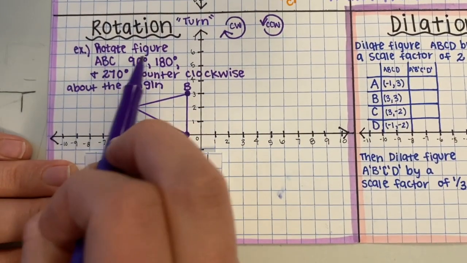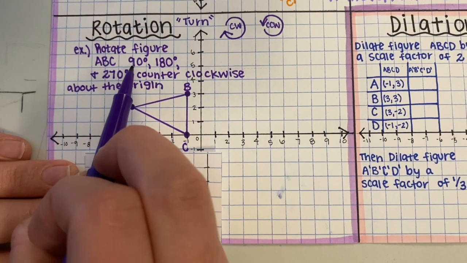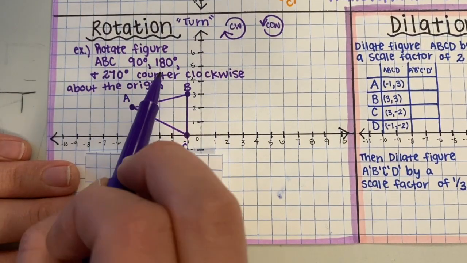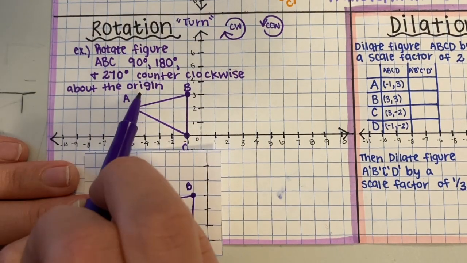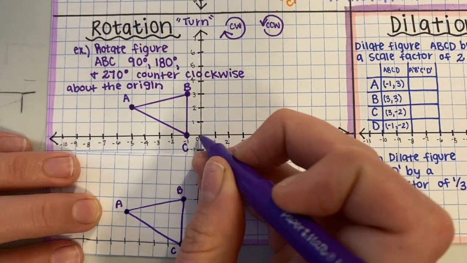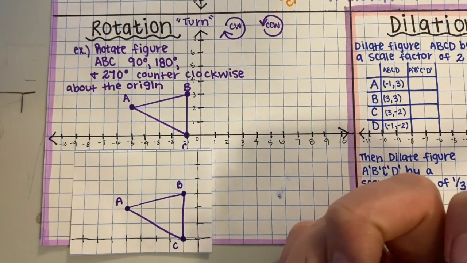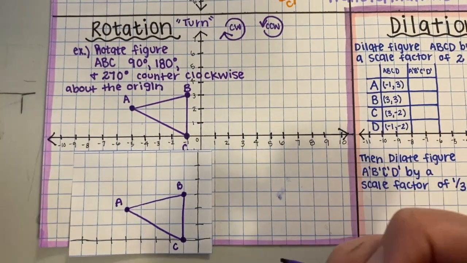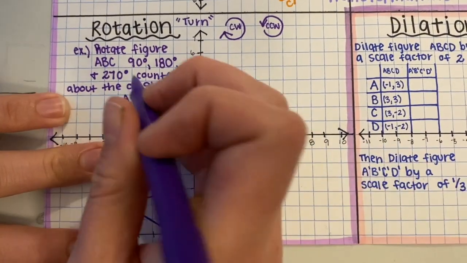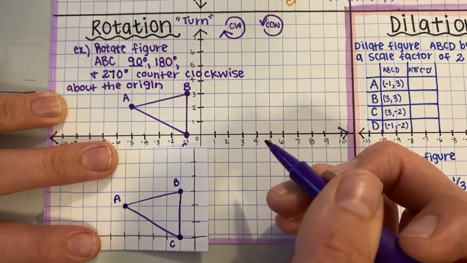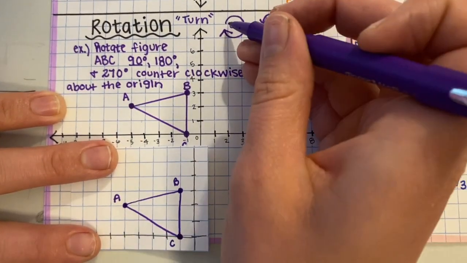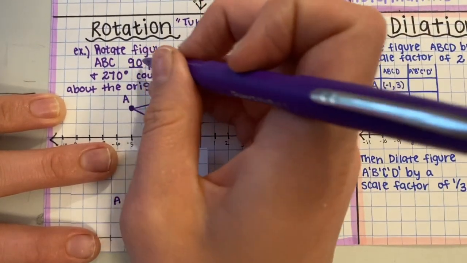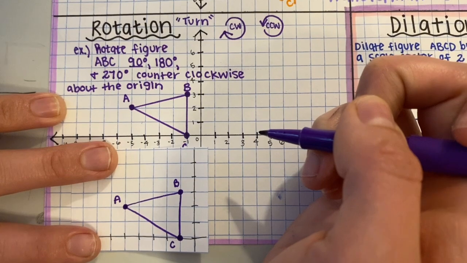This says rotate figure ABC 90 degrees, 180 degrees, and 270 degrees counterclockwise about the origin. About the origin just means that that's where I'm rotating around. That's all you'll be rotating around for these types of problems. So let's start with 90 degrees. So we're going counterclockwise. So a clock goes this way. We're going to go that way. And 90 degrees is equal to 1 turn.